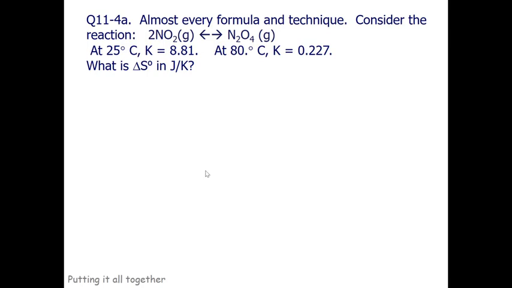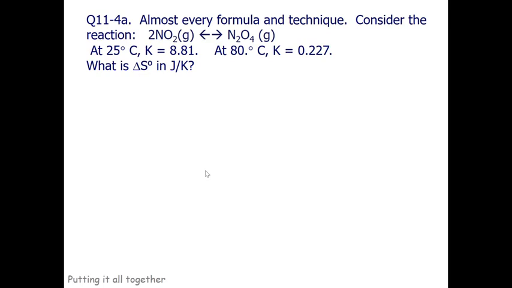So let's try a practice problem. We are going to look at the equilibrium between two NO2 gaseous molecules and N2O4 as a gas. We are given equilibrium constants at two temperatures. At 25 degrees Celsius, the equilibrium constant is 8.81. At 80 degrees Celsius, the equilibrium constant is 0.227.